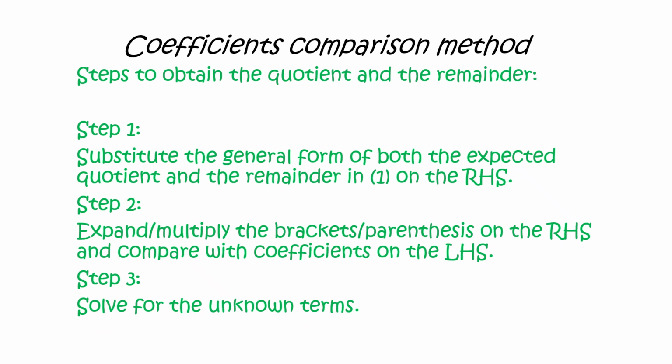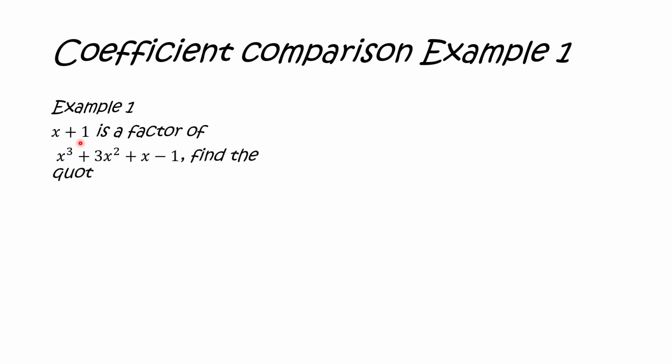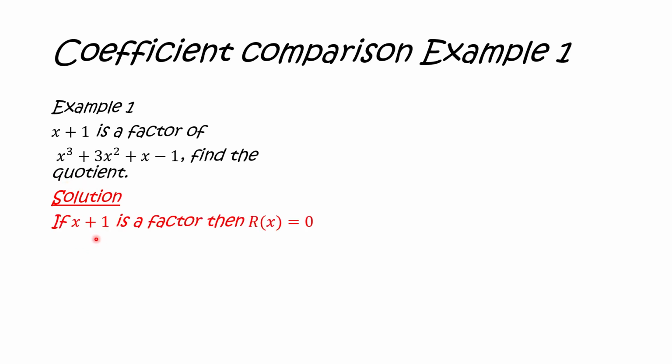Step 3. Solve for the unknown terms. Great. So now let's dive into example 1 with these steps that we have. With example 1, we have x plus 1 is a factor of x cubed plus 3x squared plus x minus 1. Find the quotient. So we already know that if x plus 1 is a factor, it means that there is no remainder, or the remainder is just equal to 0. So we just drop the 0 term.